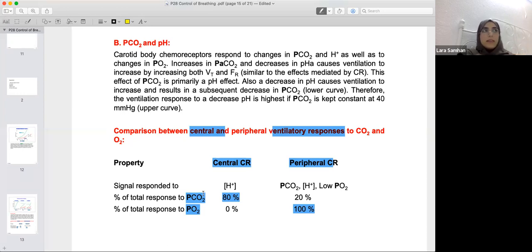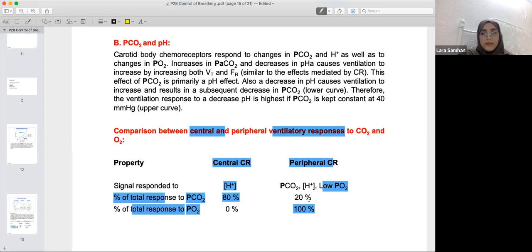The concept behind this is that the response of the central chemoreceptor is sometimes stronger than the response of the peripheral chemoreceptors. So this is the idea behind the central chemoreceptor and the peripheral chemoreceptor. As we said, it shows the total response to CO2 and the total response to oxygen, compared to H plus, which is the same as high carbon dioxide. If we have low oxygen, the central chemoreceptor will respond very strongly to high H plus ions compared to the peripheral chemoreceptor.